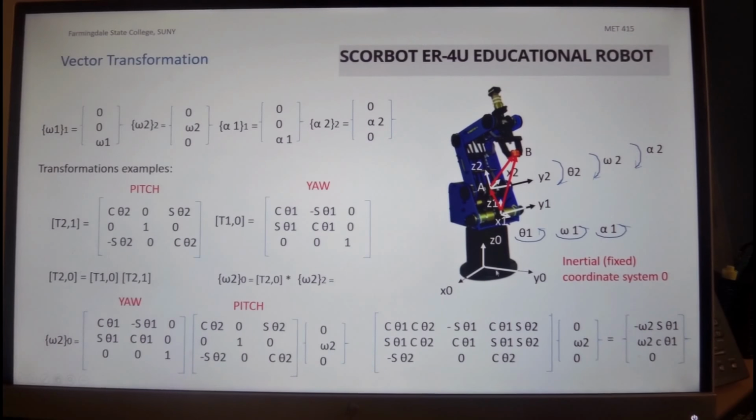Now, similarly, if you look at that omega 2 and resolve it along y0, you see that it will be omega 2 times cosine of theta 1, which will be a vector omega 2 here, drop a perpendicular to y0, and it will be omega 2 times cosine theta 1.